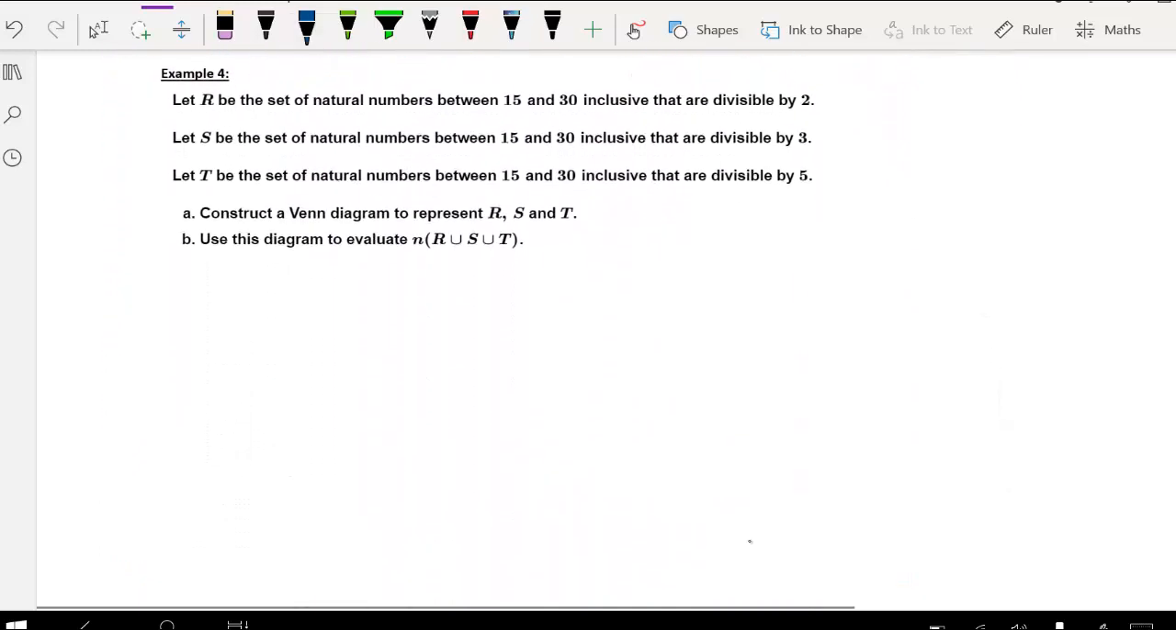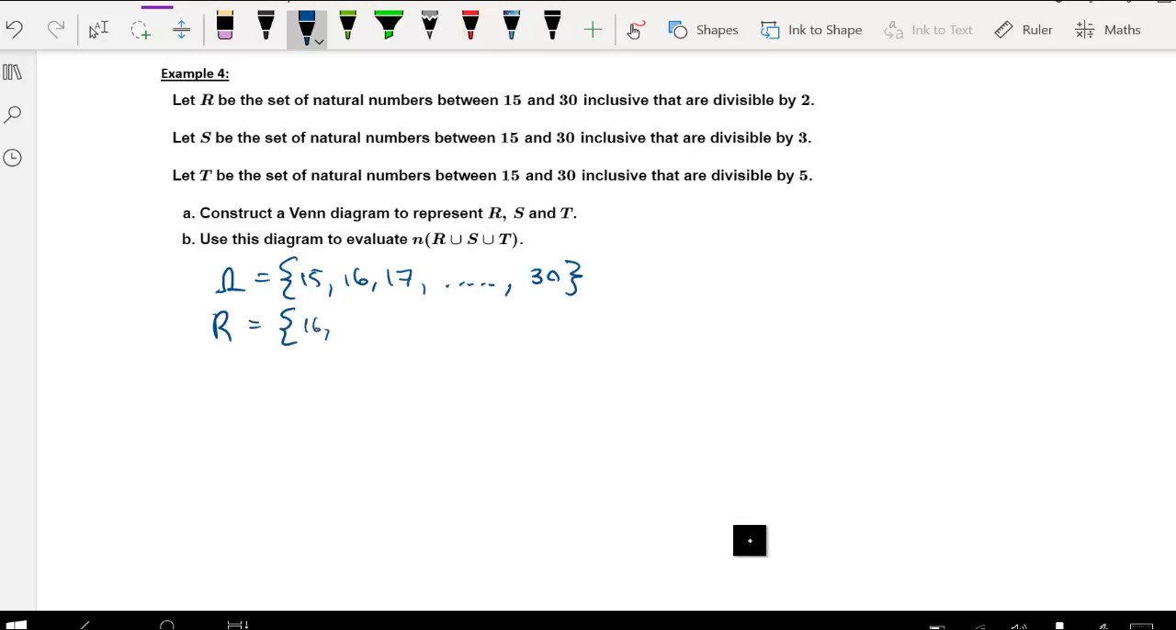All right, so our last example, we've got 3 sets this time. So I'm going to say the universal set R is the numbers between 15 and 30 that are divisible by 2. So that will be 16, 18, 20, 22, 24, 26, 28, and 30.